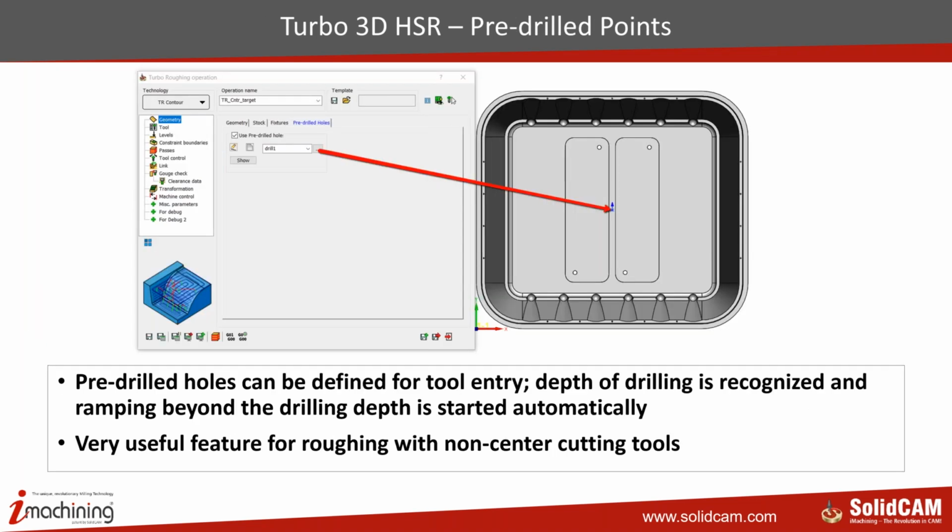You can also, as I told, do a drilling operation, and use this pre-drilled point for entry of the tool while generating the roughing strategy. This is very useful when you are using a non-center cutting tool. If you are using a non-center cutting tool, you cannot do ramping. You can always use this drilling function and use this pre-drilled hole for entry. Every time, the tool goes and plunges in the pre-drilled hole and then does the roughing strategy.